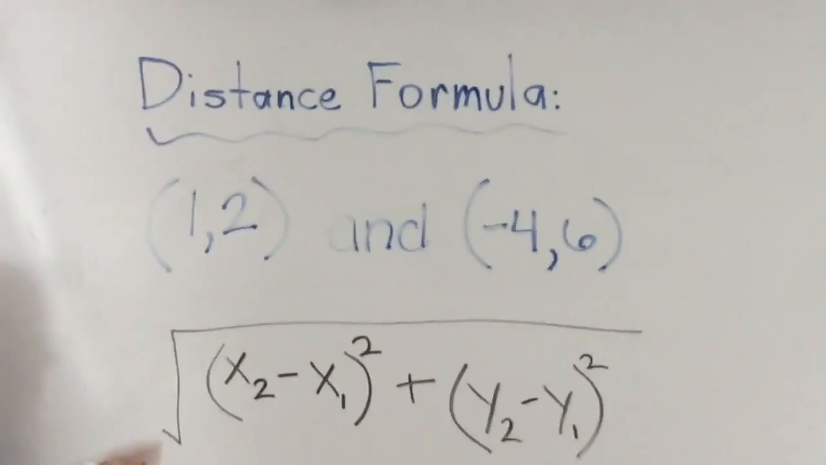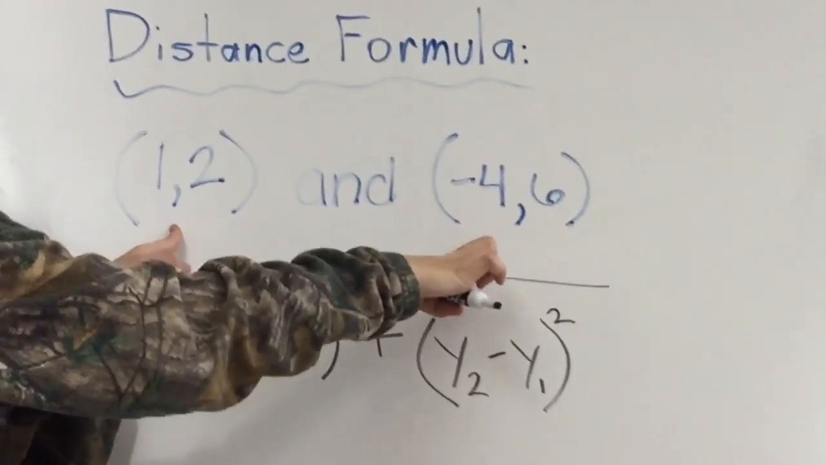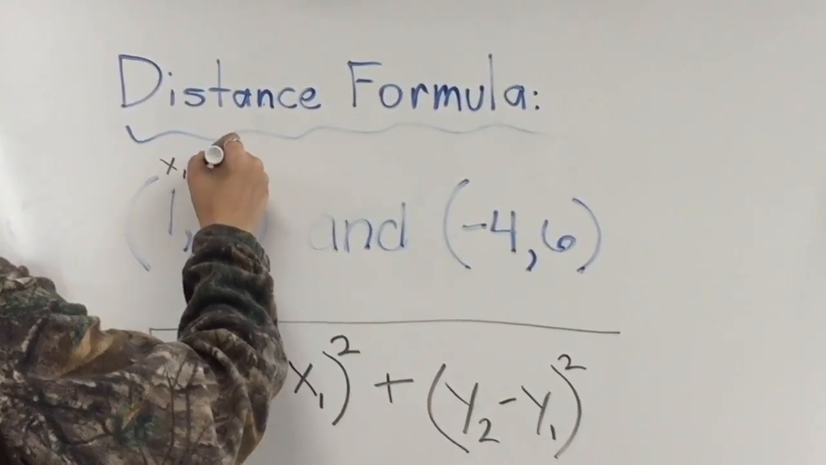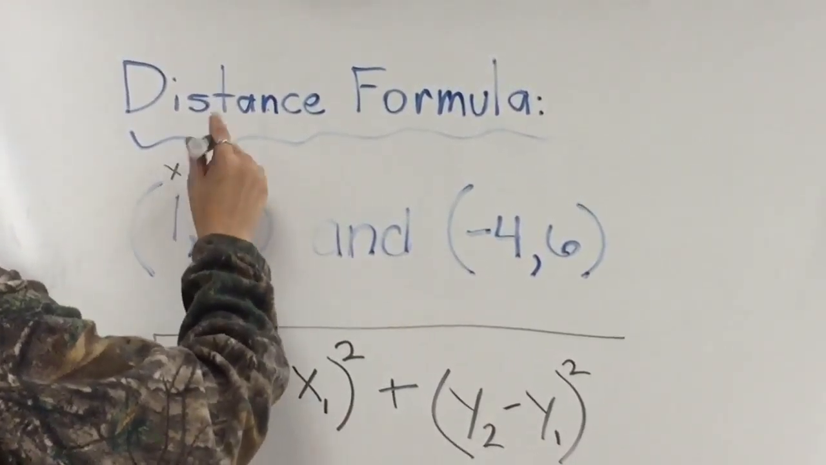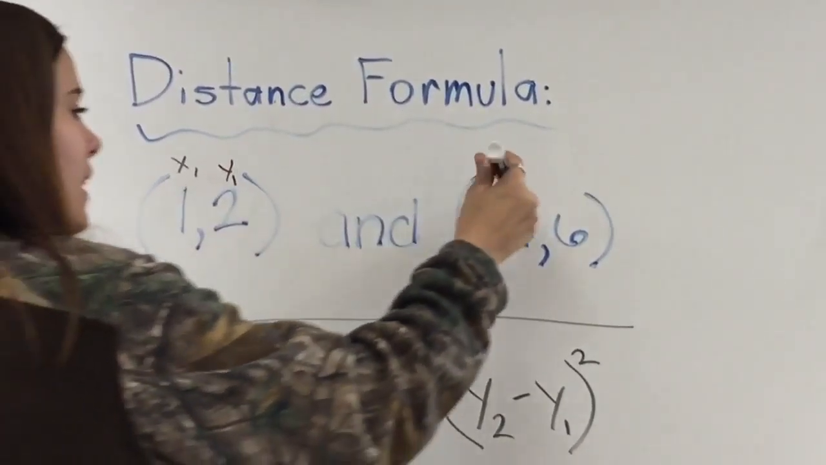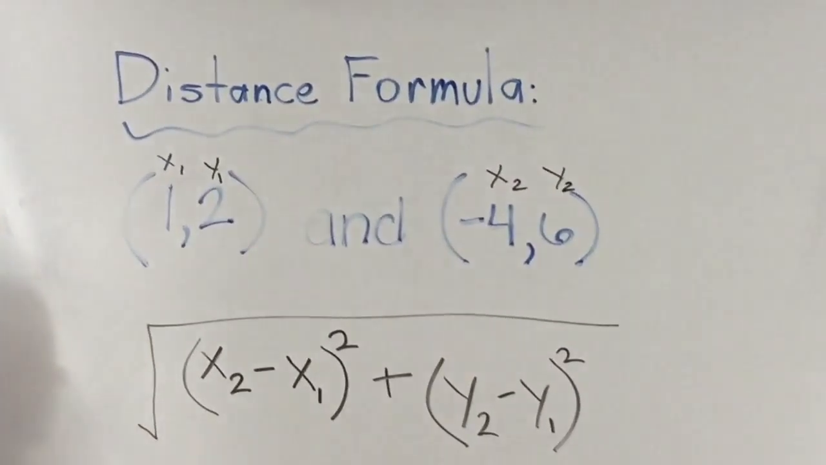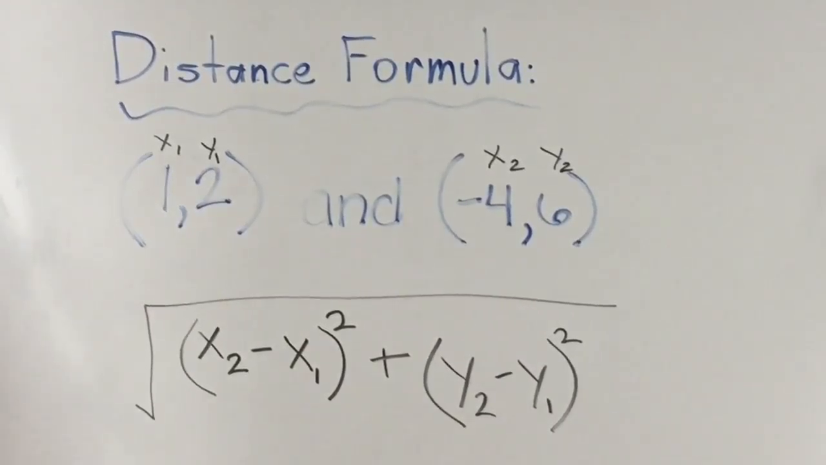Now, as we know up here, this is our first pair and this is our second one. So this is x1 and y1, and this is x2 and y2. Now, we just plug in the numbers.